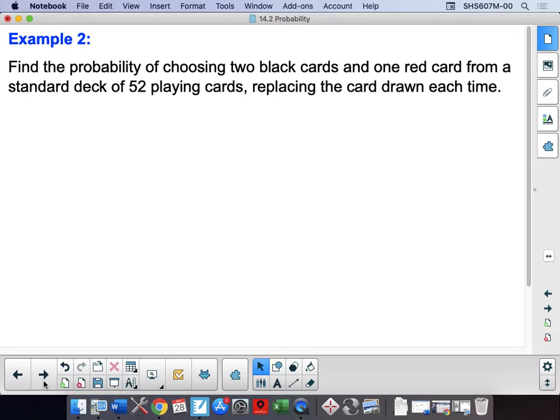Sure? Keep rolling. Change it up here, Mr. Lake. I want to get 2 black cards and 1 red card. And I'm going to replace the cards drawn each time. How does that change things? So how many events this time? So 3 events. So the probability of getting black. Would it be "and" or "or" here? And so black and red.